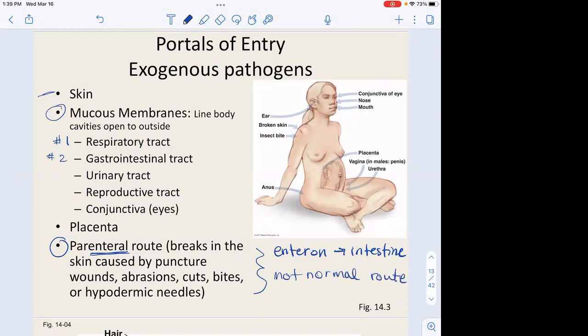Okay, so things like the skin gets punctured by an insect, for example, or a stab wound, or maybe a syringe. Maybe you fall down and scrape your knee. Those are not the normal portals of entry, so that's considered a parenteral route.